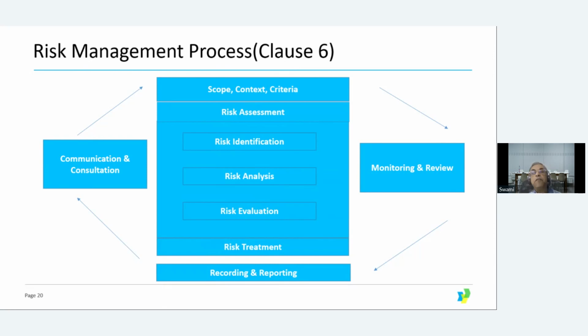If you look at it, it is talking about scope, context, criteria. For any risk management process that we are planning to implement, we should know what the scope is. The scope will depend upon the level at which this risk management process is going to be implemented. And also, it's going to look at the context of the organization. When we talk about the context of the organization, both internal and external contexts need to be identified and addressed while changing the contents.